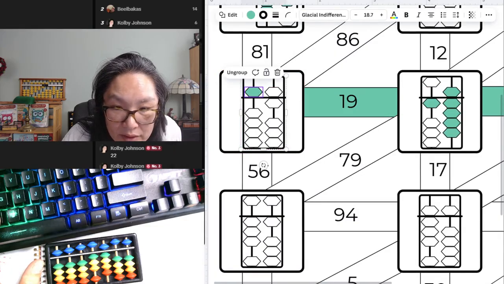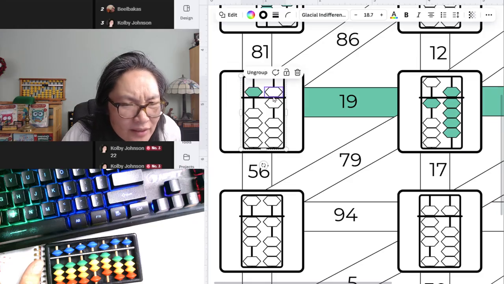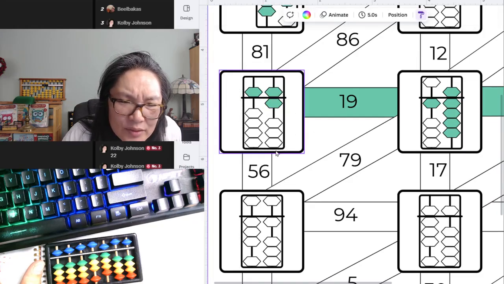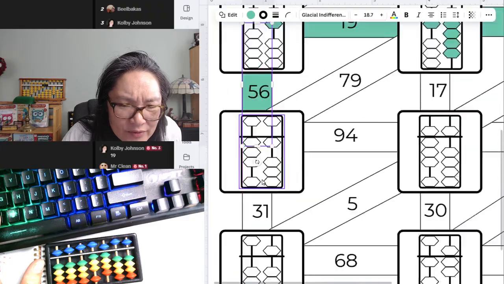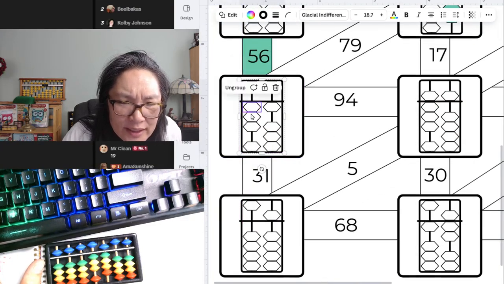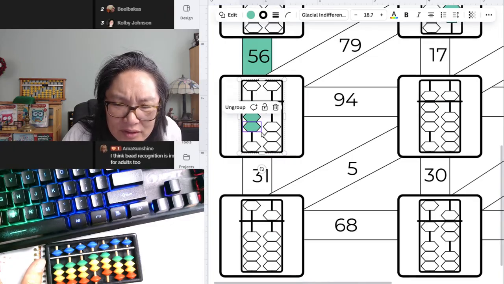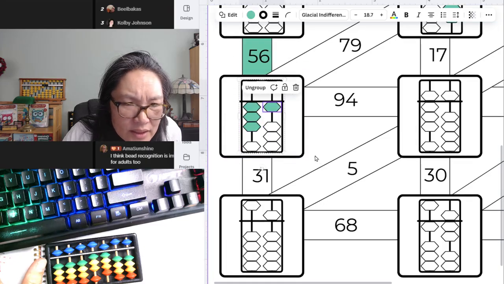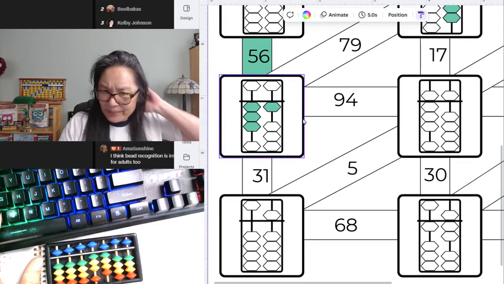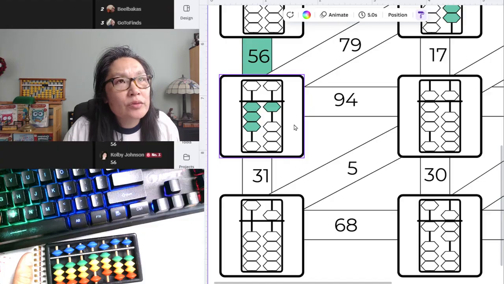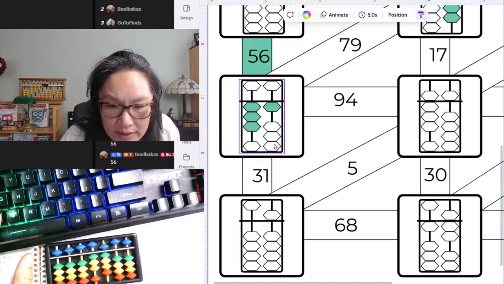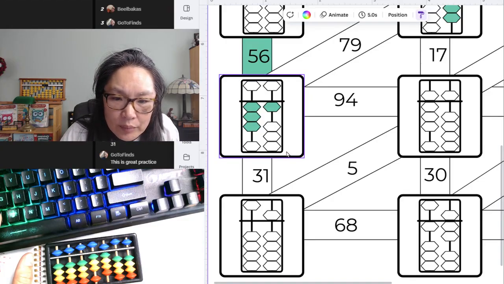I think the bead recognition is important for adults too. I thought it was too elementary, but I guess it's because I've been working with abacus for so long that I just took it for granted. I think that's what it is. Yes, good. 56. And then the next one is... Okay, I'll add it in. So then I have it up to... I mean, these are going to be chunks. I think it trains the brain. This is great practice.